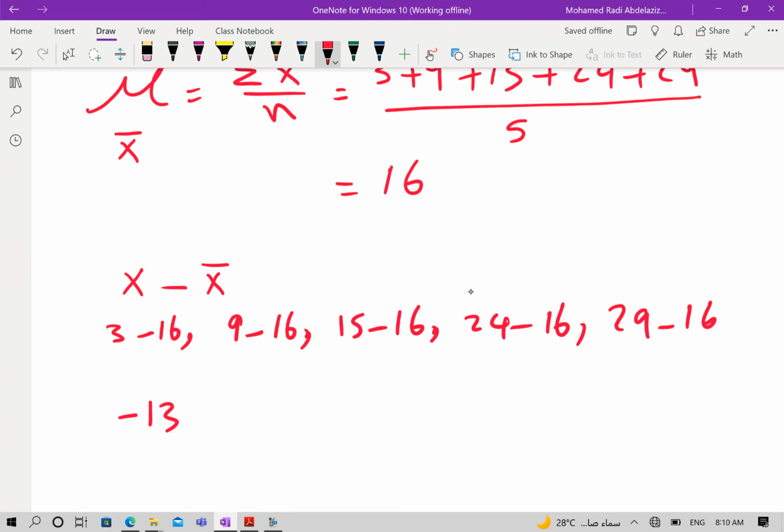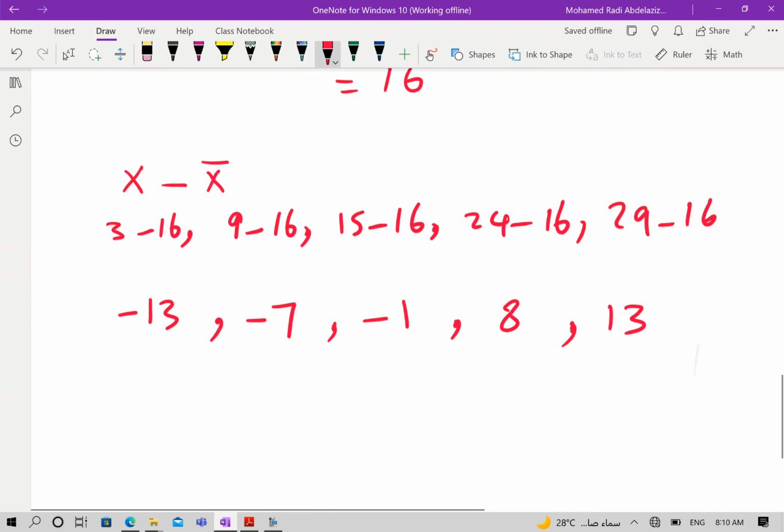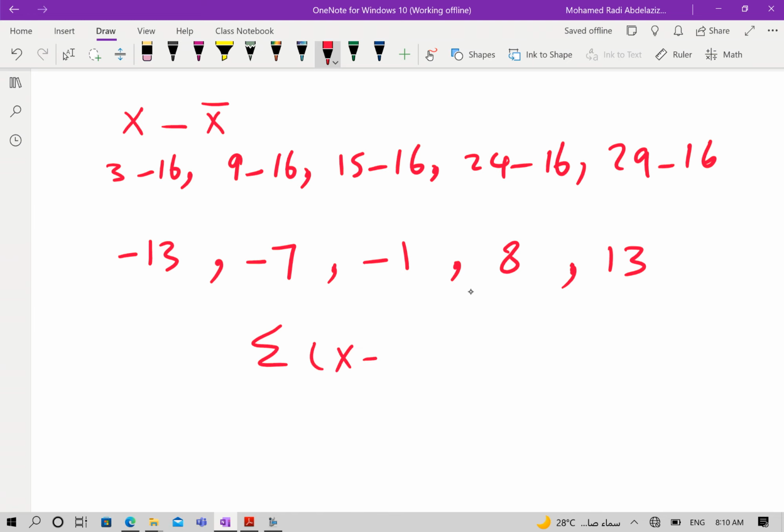The second, 9 minus 16, is negative 7. 9 is 7 away from the mean, but less. 15 minus 16 is negative 1. 24 minus 16 is 8. 29 minus 16 is 13. The sum of x minus x bar has to be 0. Negative 13 minus 7 minus 1 is negative 21. 8 and 13 is positive 21. So the correct answer is 0.